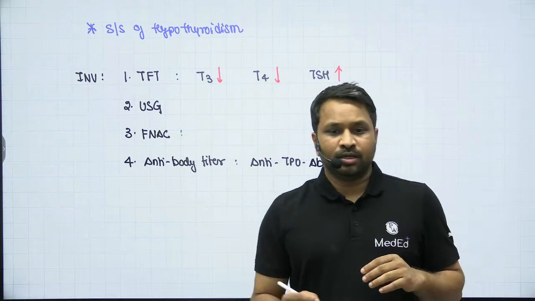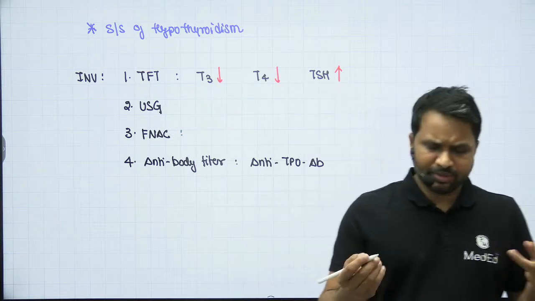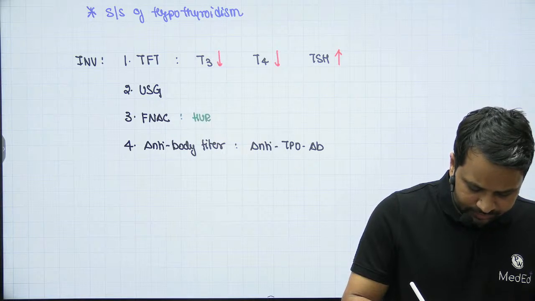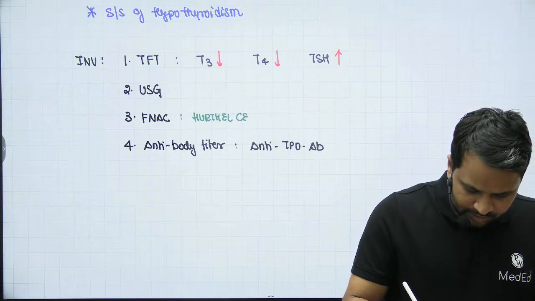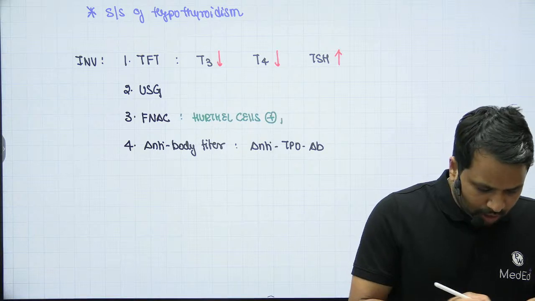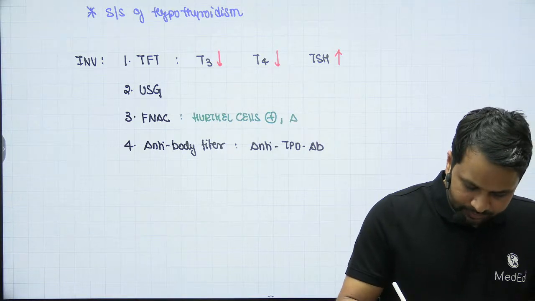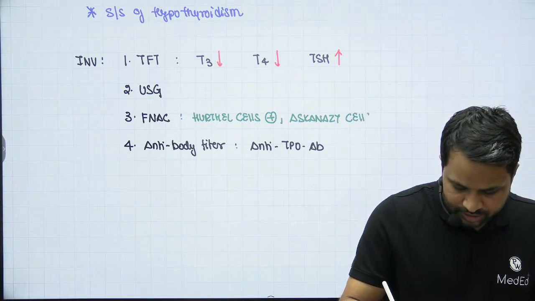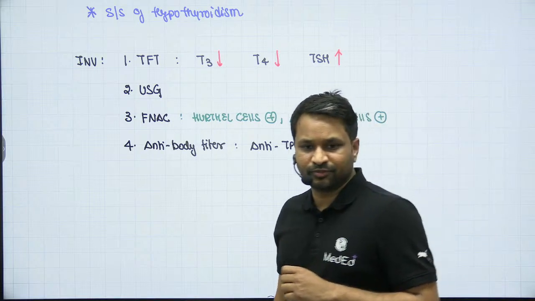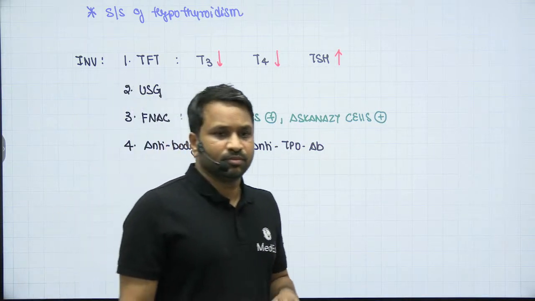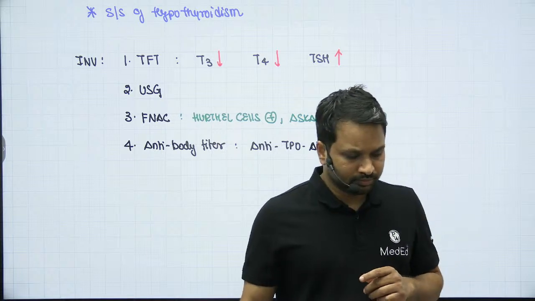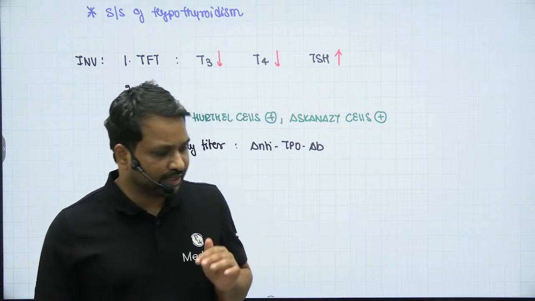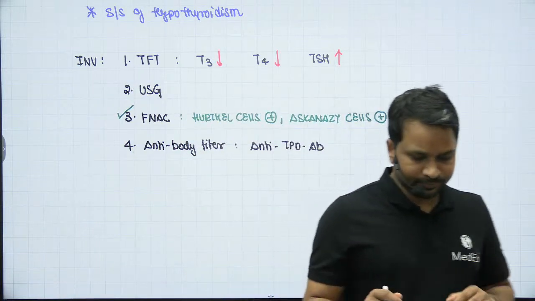Now, why would you like to do an FNAC? Because you'll see characteristic cells that are going to be present. Number one, you will see the presence of Hurthle cells. Along with that, you will also see the presence of Askanazy cells. Okay? These are the two cells that are going to be present on an FNAC. So when you do an FNAC, you will find Hurthle cells and Askanazy cells. Okay? Very good.